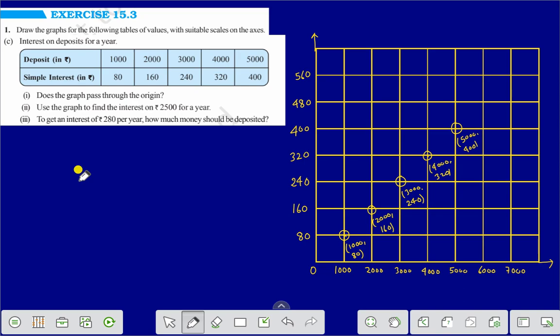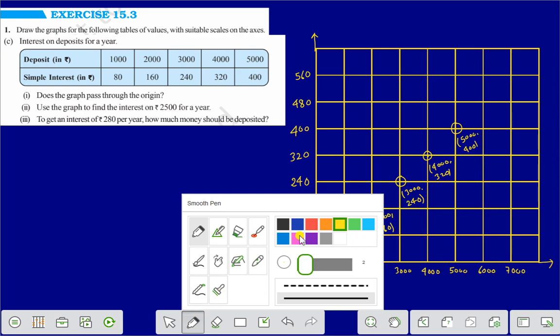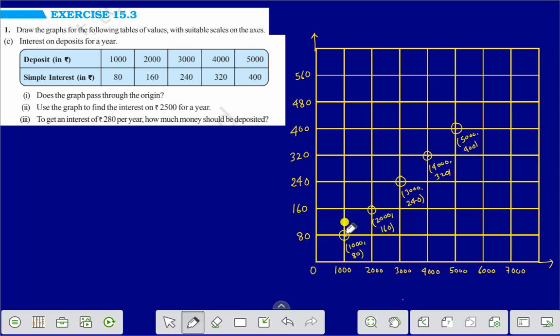Here we have taken this graph, and if we take this graph, we get a graph like this. If we extend this up to 0, then we get this. There is a difference of 80 and a difference of 1000. Therefore, we have taken the scale. Here you see the scale is like this.